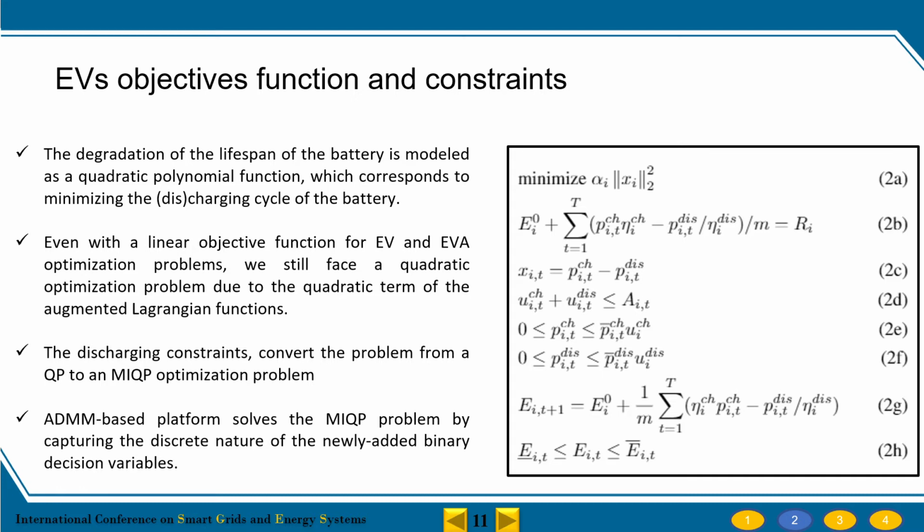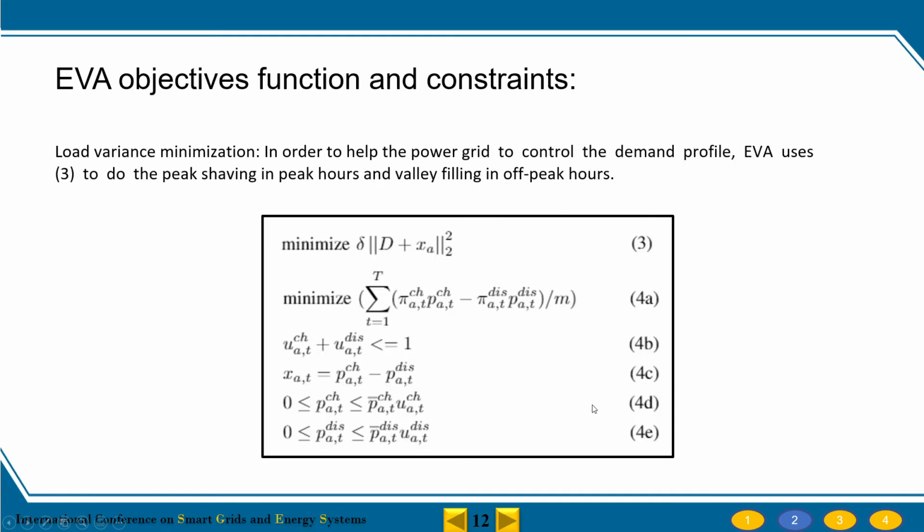It should be noted that because we use ADMM, the problem is always a quadratic problem, because of the augmented part of the ADMM that we show in the next slides. So the EV objective function and constraints can be seen in this slide. 3A is the load variance minimization, and 4A is the charging cost minimization.